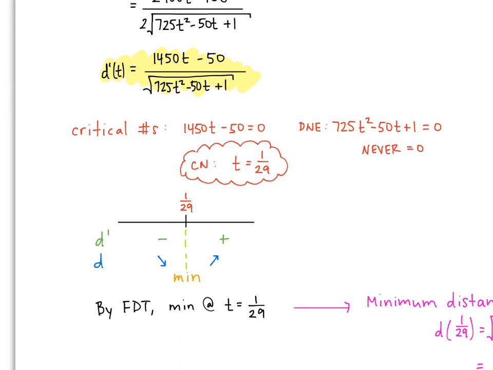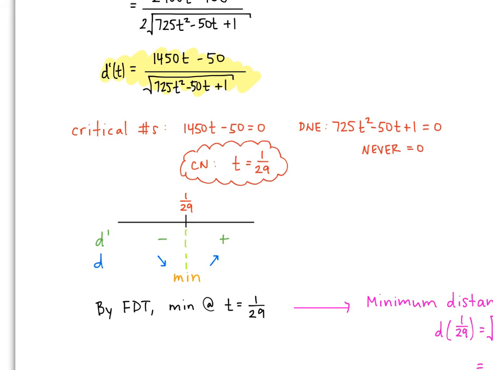So we go through and we're ready to use our first derivative test. I'm saying, okay, what's the sign of our derivative to the left of 1 over 29? It's negative, and to the right, it's positive. So that means d is decreasing and then increasing. So we do have ourselves a minimum, thankfully, at t equals 1 over 29. So by the first derivative test, we can make that conclusion. But our goal is to find the minimum distance, okay?